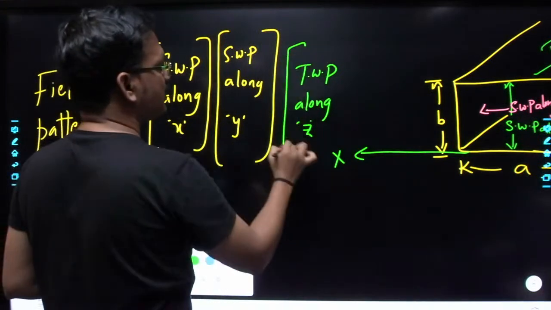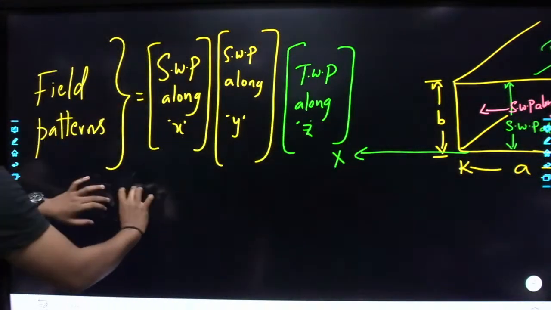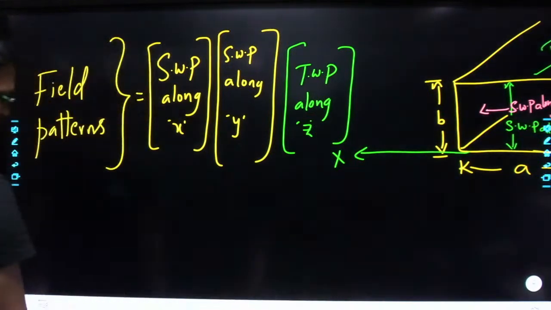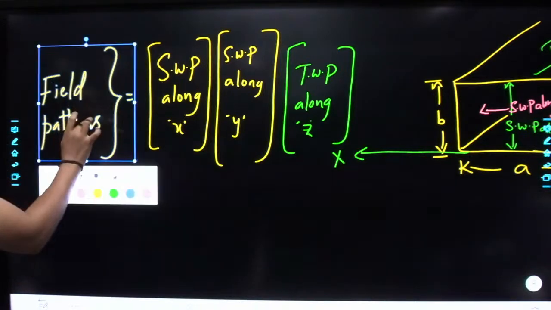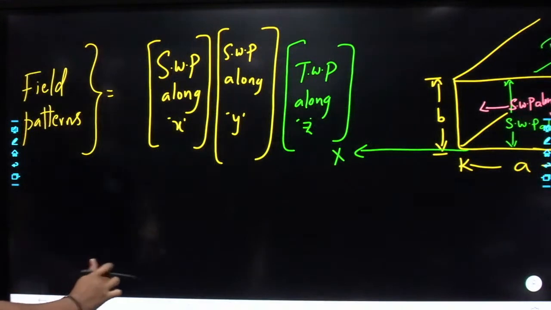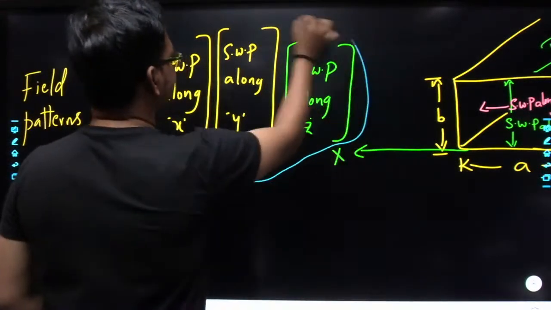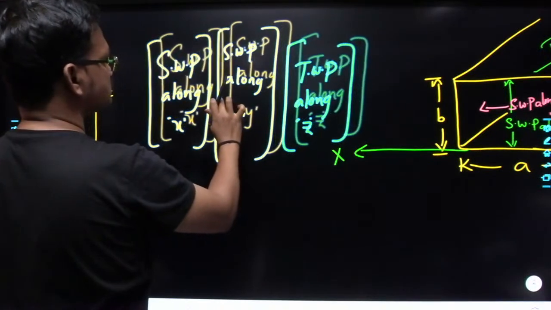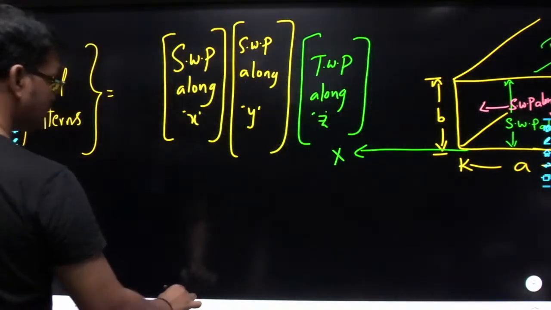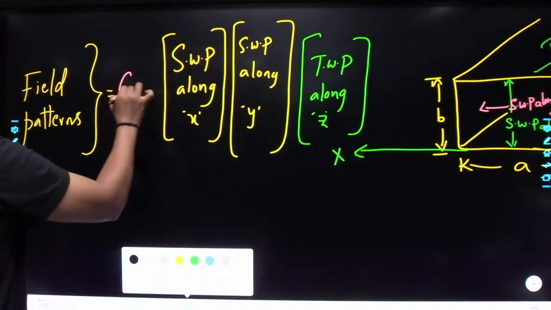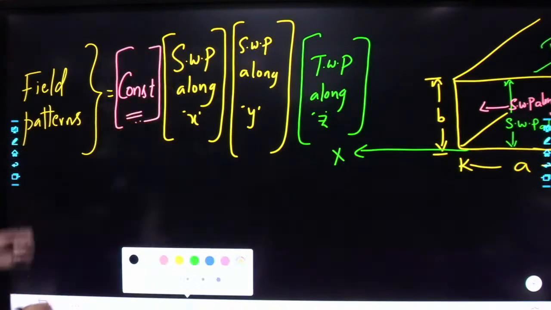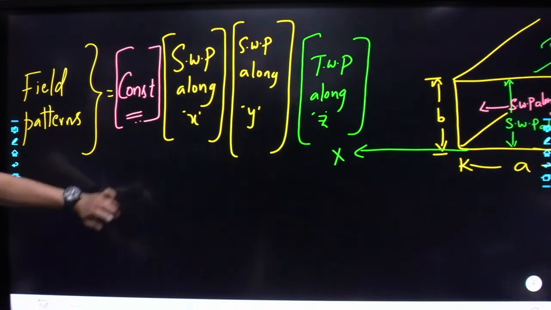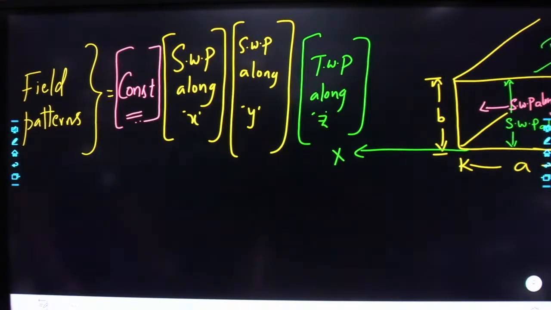So the traveling wave pattern along z, and this whole thing is multiplied by some constant. We don't know this constant value, and there is no need to determine this constant either. So the field patterns inside the waveguide are going to follow this pattern here. That is, the field patterns inside the waveguide can be represented as what?